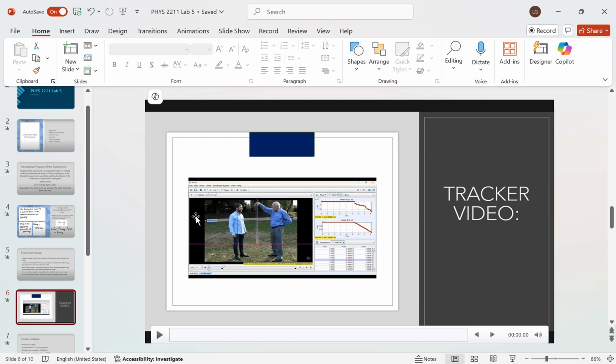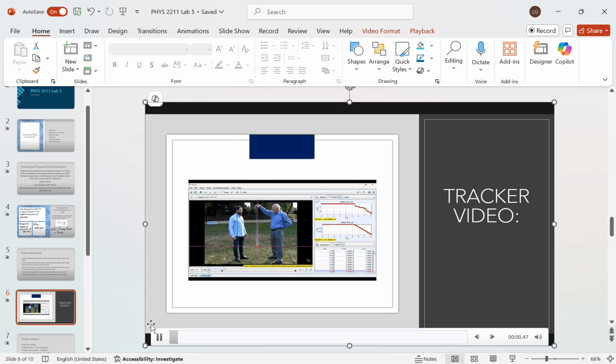Here's my tracker analysis video right here. As you can see, it starts from rest, the old man drops it, and the bottom remains in place until the Slinky is fully compressed, and now the entire system falls.